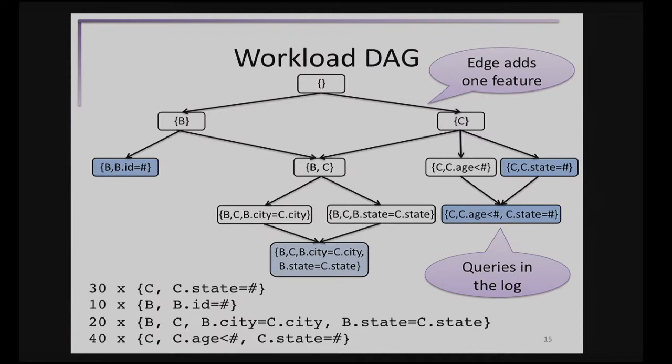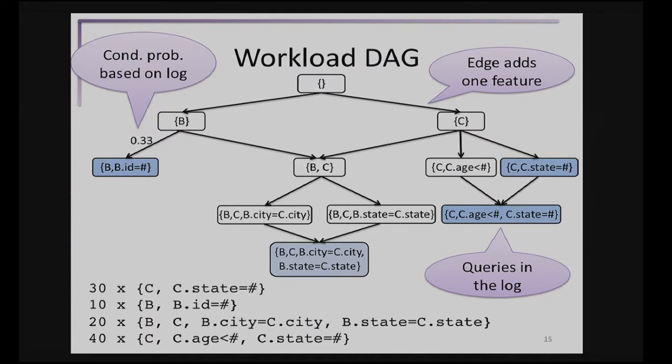So what we can do now is look at the conditional probabilities of these different snippets. Let's say I'm at node B, and I look at my log, I will see that there are 30 queries in the log that have table B in their from clause.